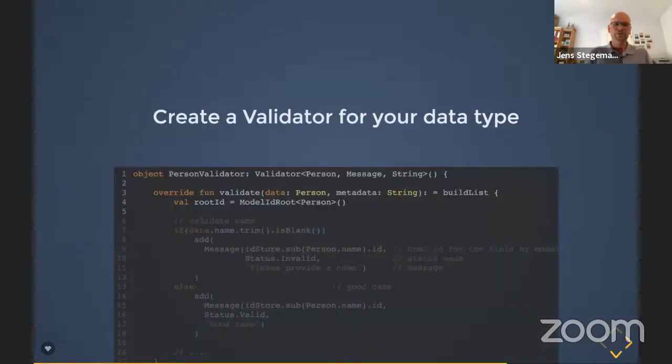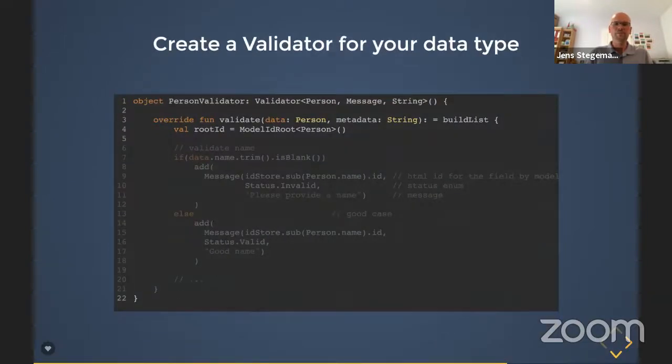And then you go on and write a validator by just implementing the validator interface. You have to say what you want to validate, what messages you want to return, and you can use some metadata for your information, maybe a validation step. Do you want to validate before save or after save, or wherever you are in your business process? And all you have to do is to implement the one validate method.